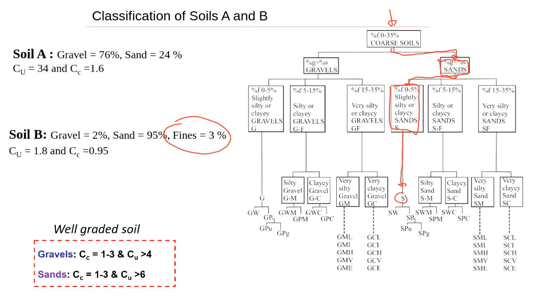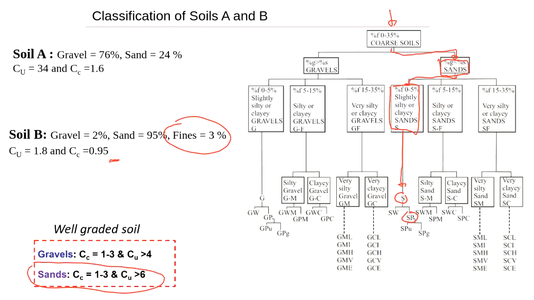Now we're going to look at the gradation for sand. We see that Cc should be from 1 to 3, but we have 0.95. Okay, minus. So in this case, if one criterion is not fulfilled, it's already poorly graded. So SP. That's the answer.